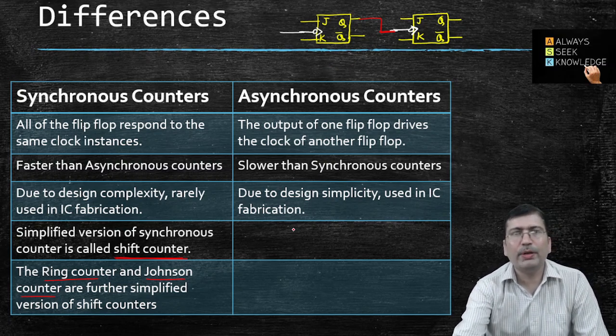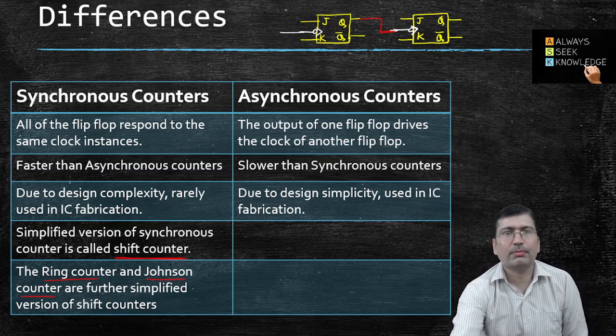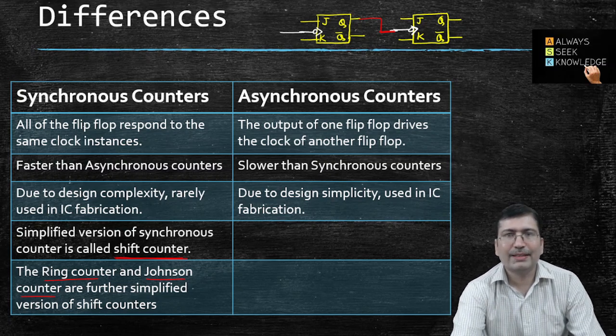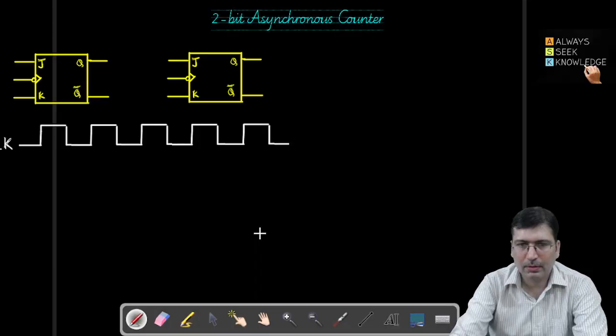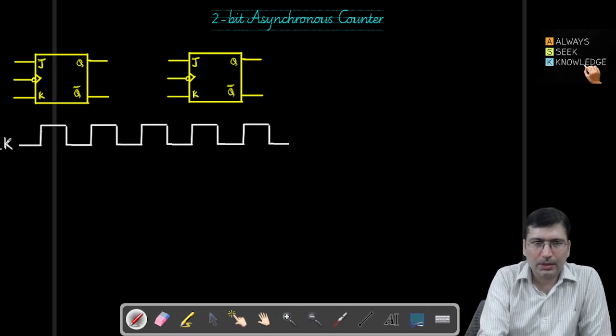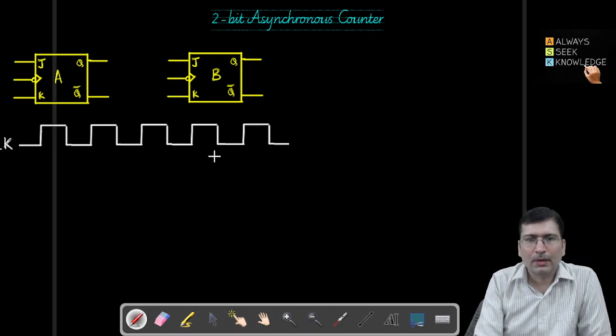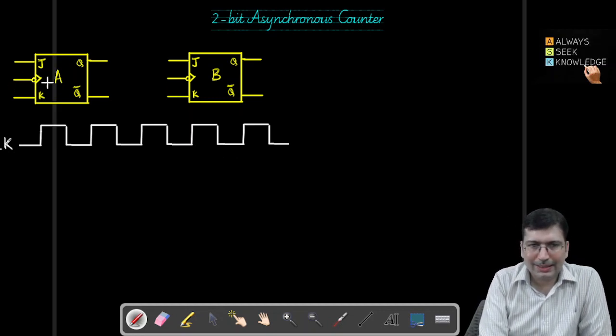So let's discuss the 2-bit up counter in the category of asynchronous counting. Because asynchronous counters are primarily what we are going to use in IC fabrication, let's discuss the asynchronous counter. So let's consider there are two JK flip-flops. You can number them also. Let's say this is A and this is B flip-flop. Both these flip-flops are negative edge triggered.